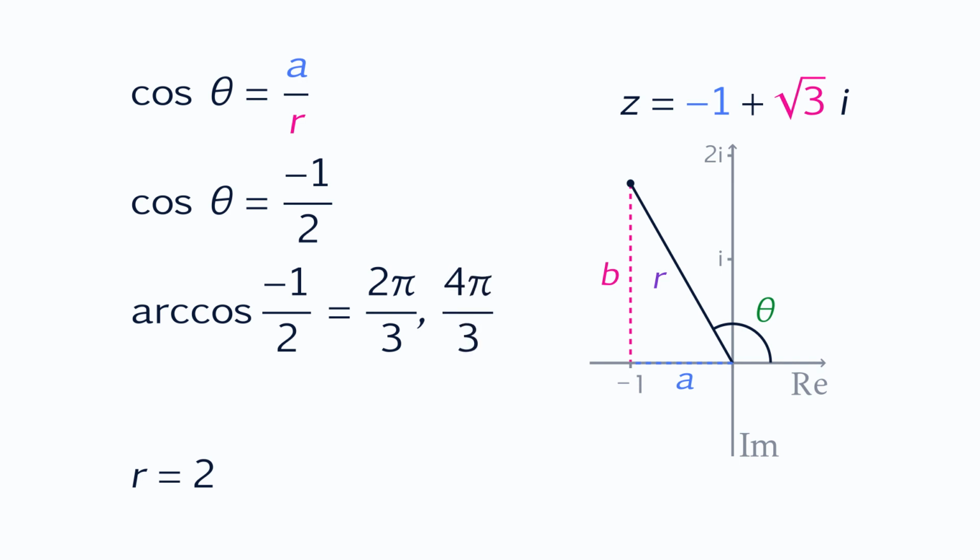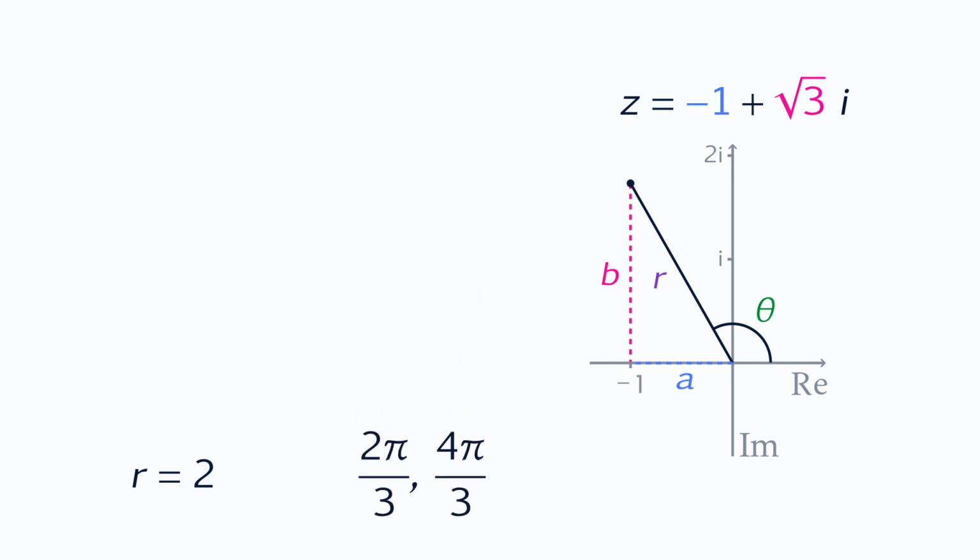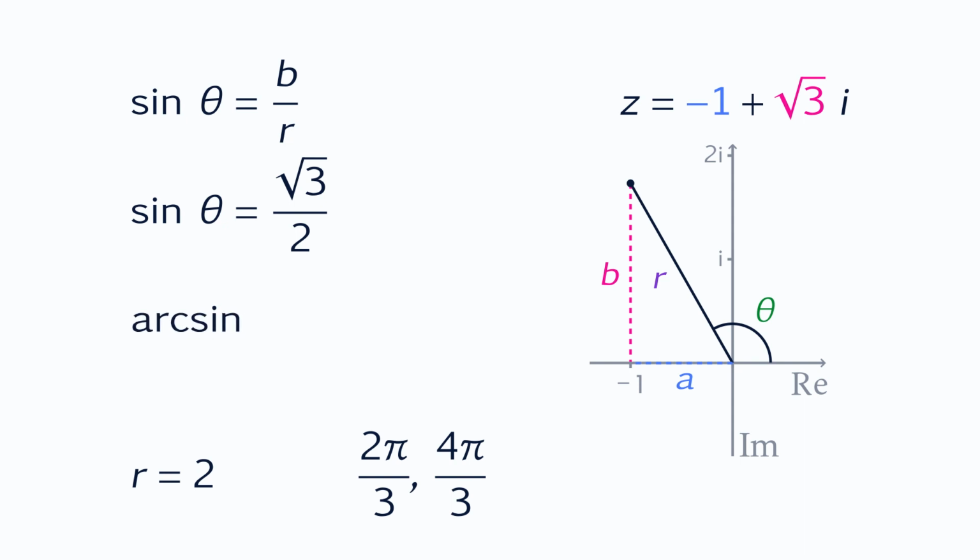Now, let's use sine to check which is the correct argument. The sine of theta equals b over r, which equals the square root of 3 over 2. So theta equals the arc sine of the square root of 3 over 2, which is either pi over 3 or 2 pi over 3. Since both expressions give 2 pi over 3 as a value, that is the correct argument of z.